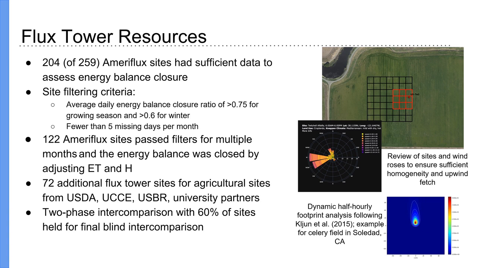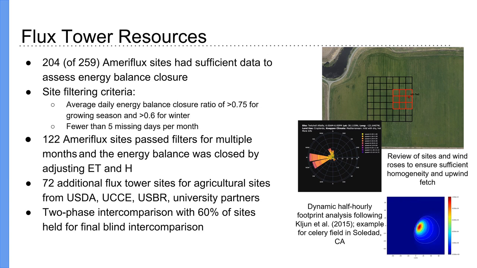OpenET has conducted rigorous quality assessment and quality control of the flux tower data and assessed energy balance closure for nearly 260 Ameriflux sites. We selected sites for which the average energy balance closure ratio was greater than 0.75 during the growing season and greater than 0.6 during the non-growing season. The team also assessed multiple footprint sizes from 90 meters by 90 meters up to 210 by 210 and assessed each site to ensure the footprints contained representative areas and made adjustments for wind direction if required. In addition, the team conducted dynamic footprint analyses with the Kljun footprint approach.